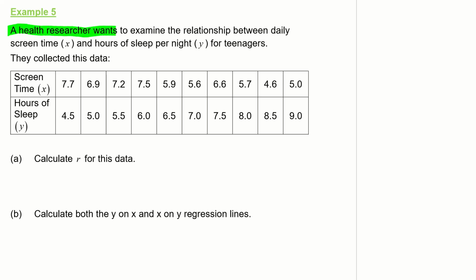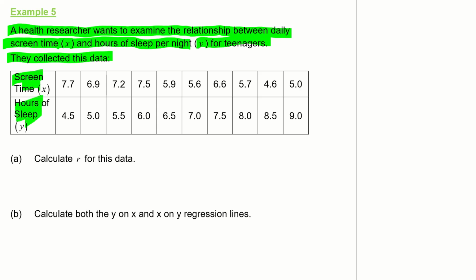A health researcher wants to examine the relationship between daily screen time, X, and hours of sleep per night, Y, for teenagers. They collected this data. So we've got the screen time and the hours of sleep. Screen time is X, hours of sleep is Y. We want to calculate half of the data, and then in part B, we're going to calculate both the Y on X and X on Y regression lines. So I'm going to need the calculator for all of that.